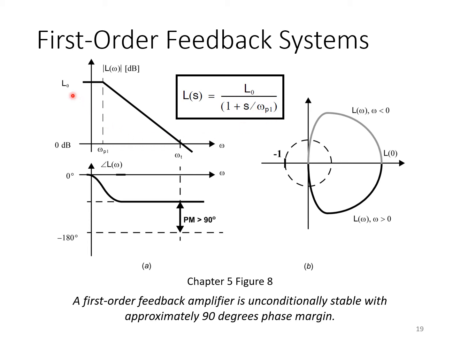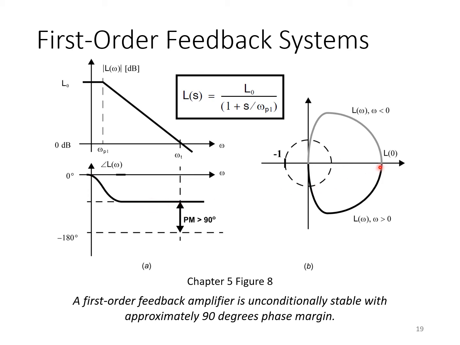Therefore, a Bode plot of L looks like this. Low frequency gain L0 that we assume is relatively large, a single pole at omega p1 beyond which the magnitude response rolls off at 20 dB per decade, reaching a unity gain frequency omega t at some much higher frequency, and the phase response begins at 0 degrees and decreases down to minus 90 degrees.